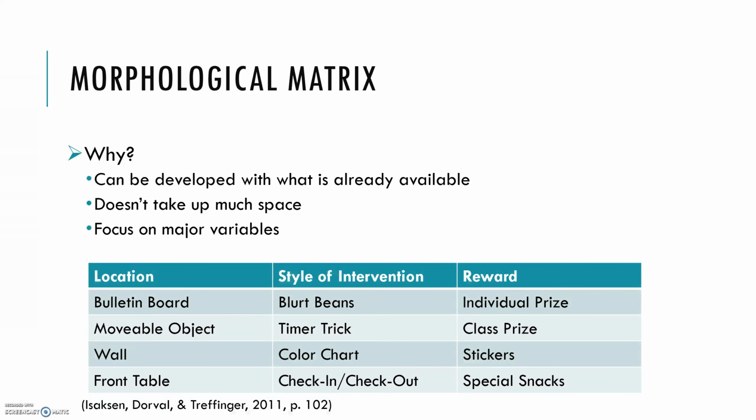So if we were to make a matrix, it could look something like this, with the location of our solution, maybe on our bulletin board, maybe being a movable object, style of intervention, similarly to the Post-its, blurt beans, timer tricks, a color chart, a check-in, check-out system, and then maybe the types of rewards that they could get from this management.